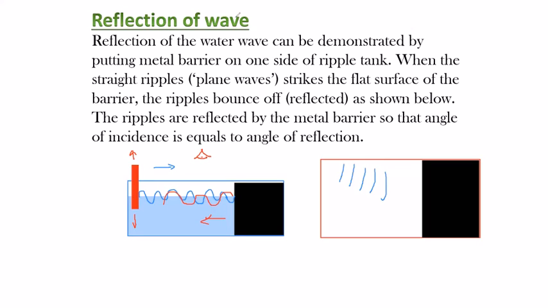So as the waves strike the surface, they bounce back, and we call that reflection of the wave. The property of the wave to change direction after striking a surface refers to reflection. The wave which strikes the surface is called incident, and the wave which bounces back is called reflected.